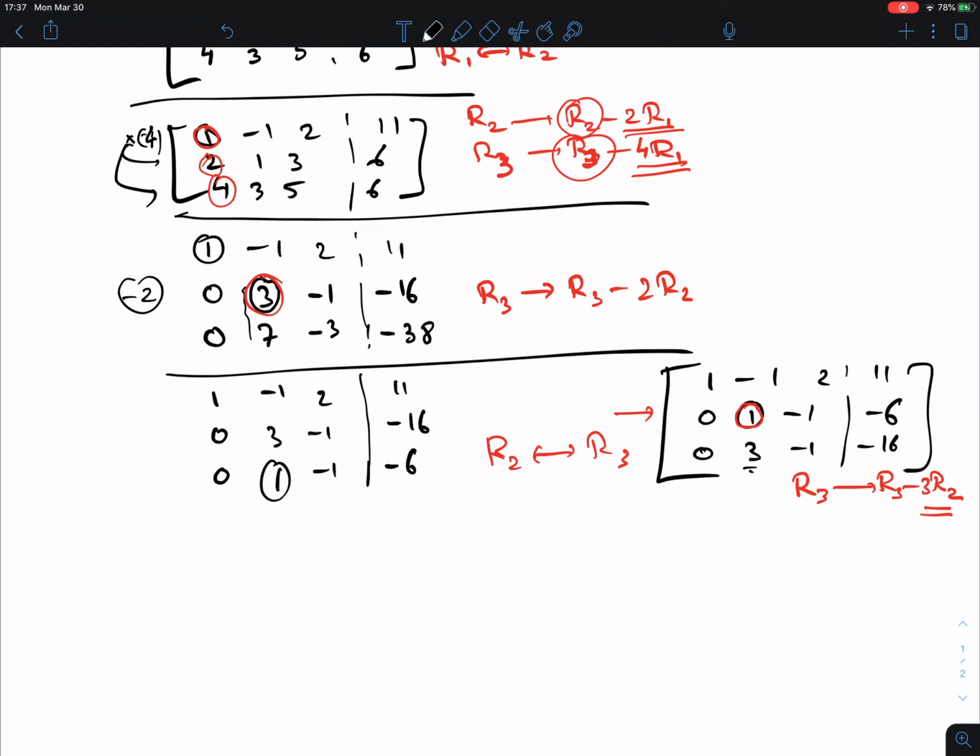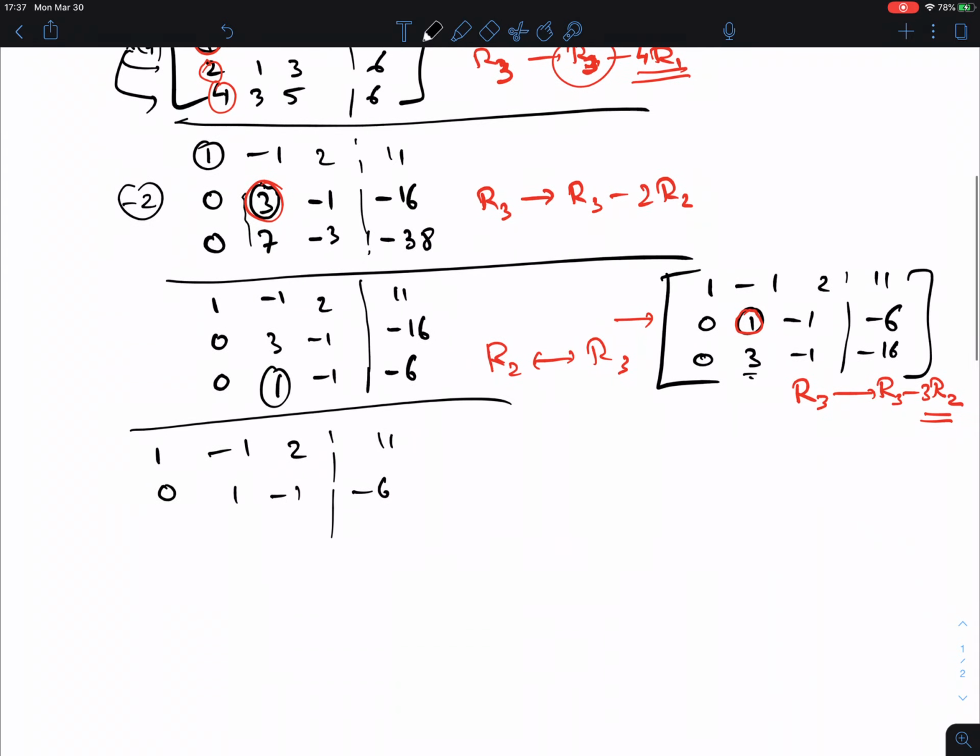what I have is, I write it here, 1, negative 1, 2, and 11, 0, 1, minus 1, negative 6, nothing happens here. Now I'm multiplying this guy with negative 3, and adding it to this guy. So I get 0, 0, minus 3, that's plus 3, minus 1, that is 2, and then minus 6 times minus 8, no, plus 18 minus 16, that's also 2. Okay, we're almost there, right?